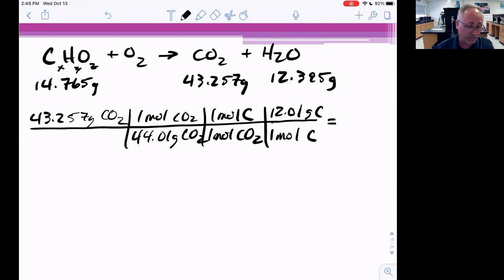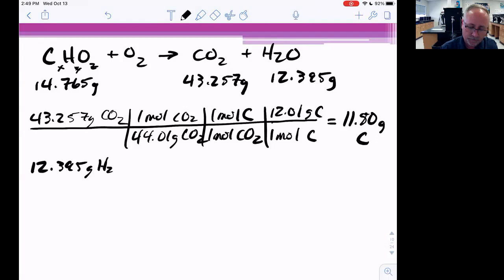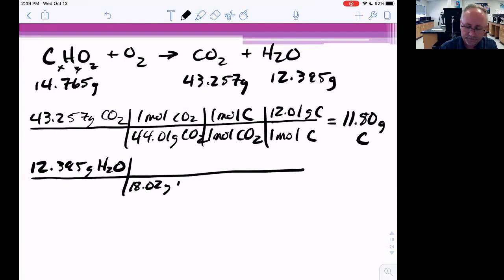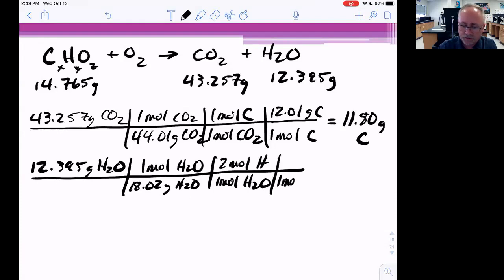If you don't know what I'm saying, please don't do that. Do it this way. It's fine, but it'll save you a little bit of time. This gives me 11.80 grams of the carbon. I'm going to do the same thing with the water, so it's 12.395 grams of water. Water's mass is still 18.02. For every mole of water, there are 2 moles of hydrogen, and each mole of hydrogen has a mass of 1.01 grams. And so my hydrogen mass ends up being 1.39 grams of hydrogen in the compound.